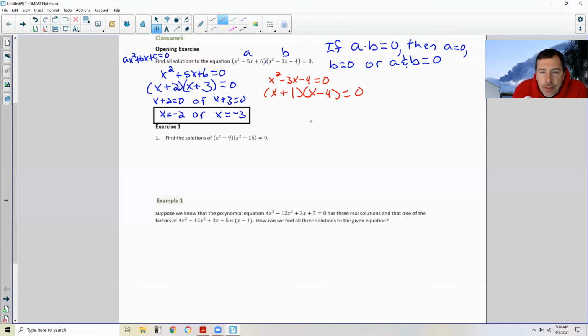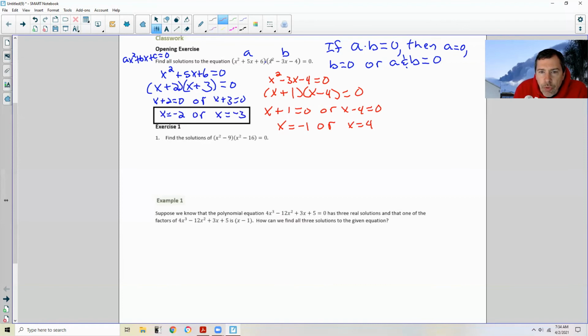So it's going to go like this. Negative 4 times 1 is negative 4. Negative 4 plus 1 is negative 3. So now I have another A times B equals 0 scenario. I'm going to say x plus 1 equals 0, or x minus 4 equals 0. Subtracting 1 over to the other side, we get x equals negative 1, or if we add 4 over to the other side, we get x equals 4.